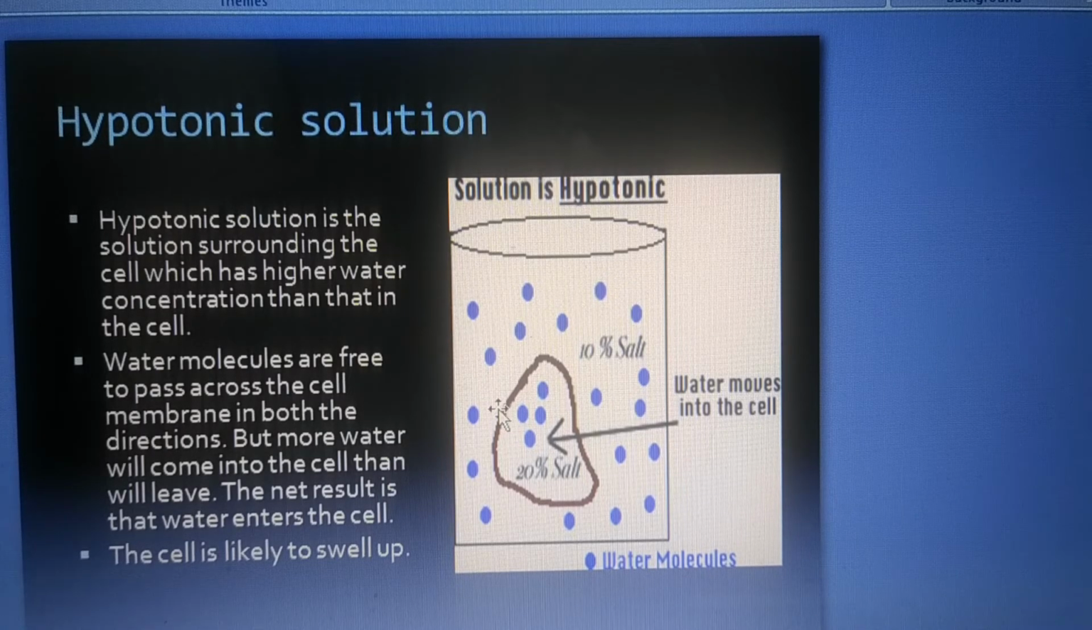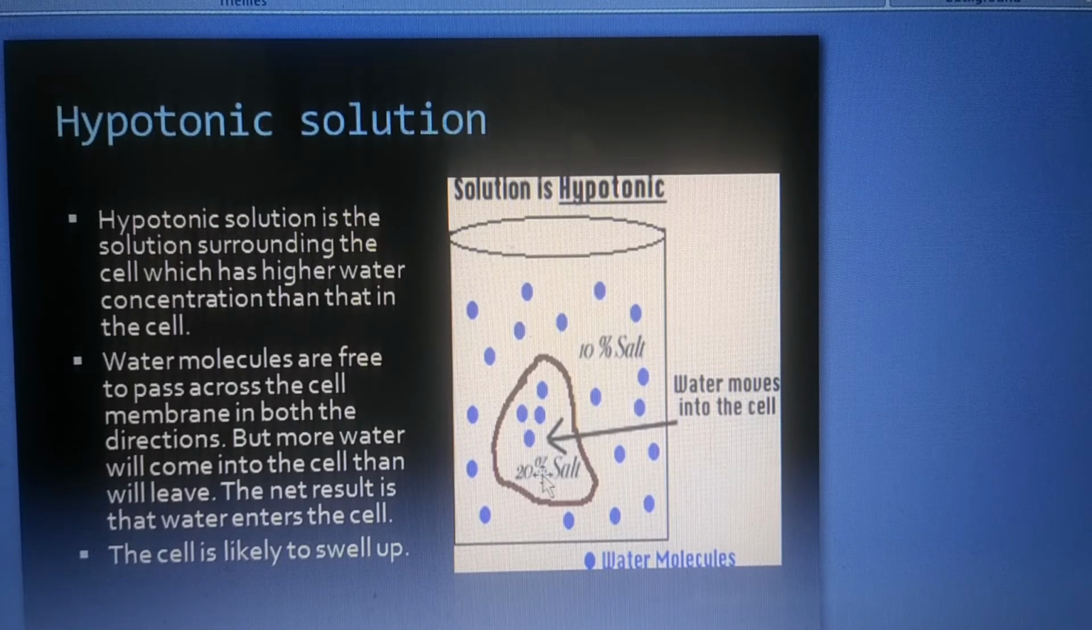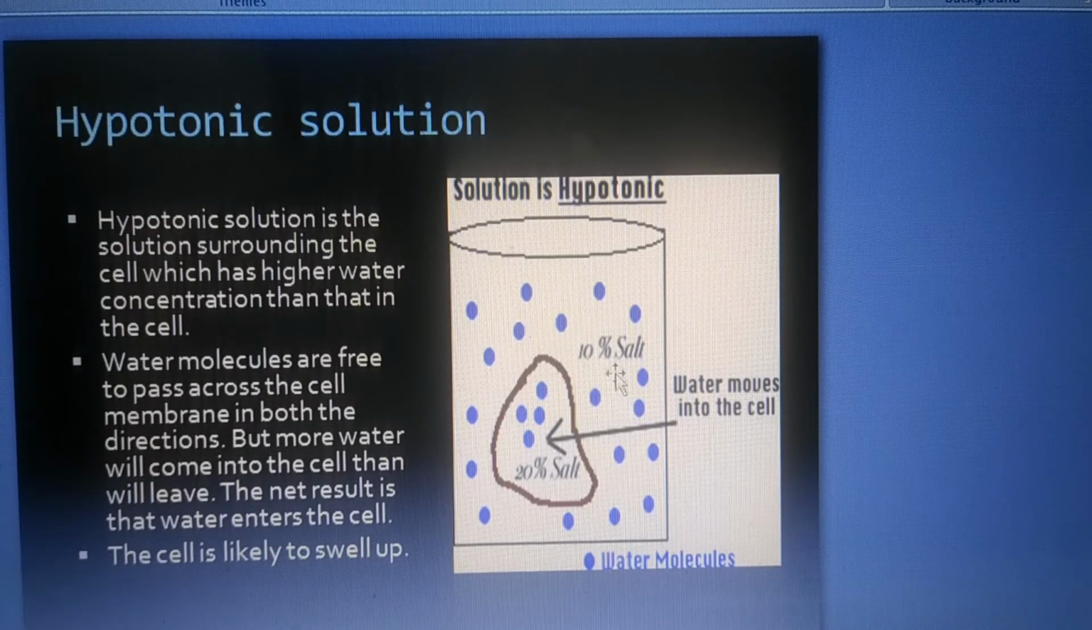When a cell is kept in a 10% salt solution, whereas inside the cell it is having 20% salt. So many things are there inside the cell. It is having different types of salts present, or any other components. Because of this, its concentration is high when compared with the outside.